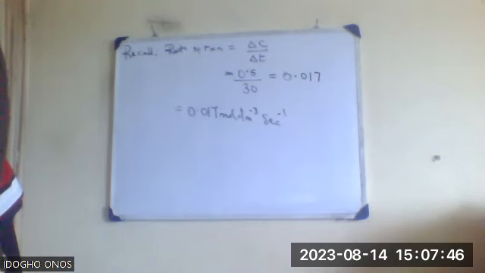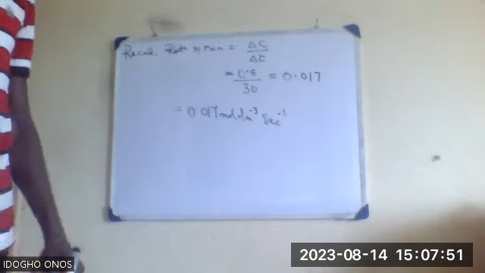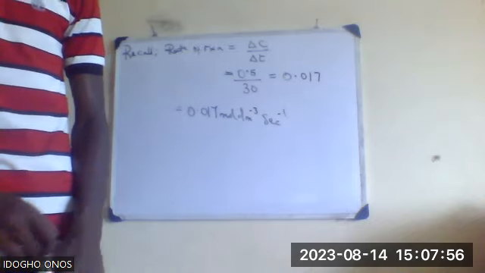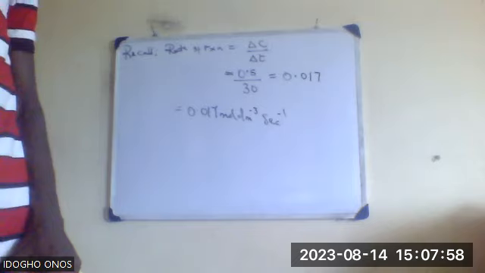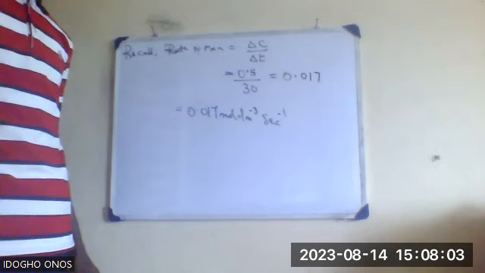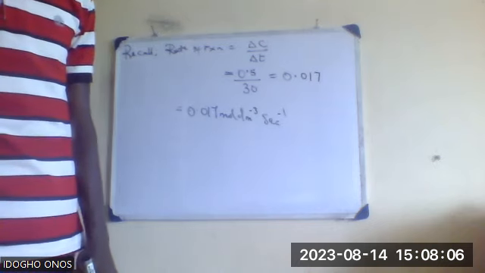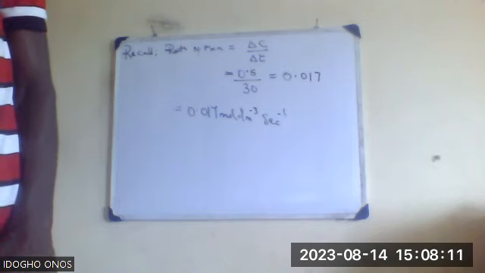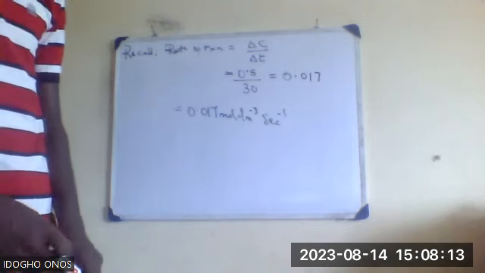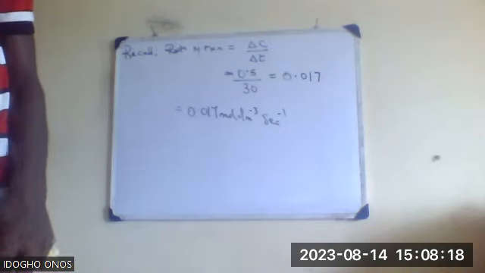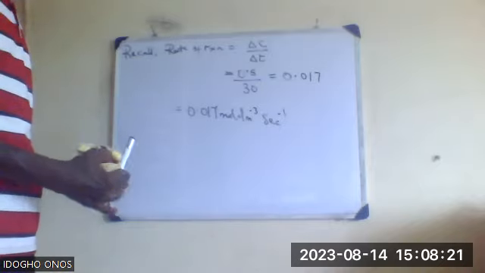Another example before we move on. Example 2. 0.052 mole dm cube of a reactant B, capital letter B, was consumed in 12 seconds. What is the rate of the reaction?